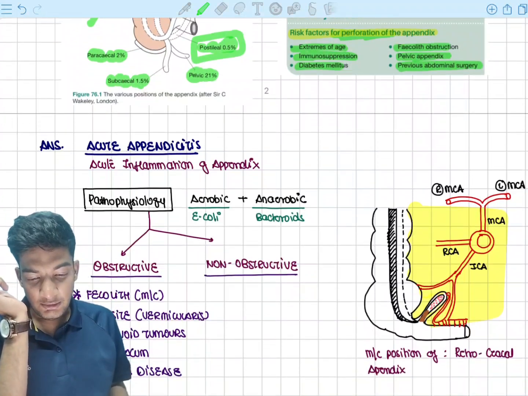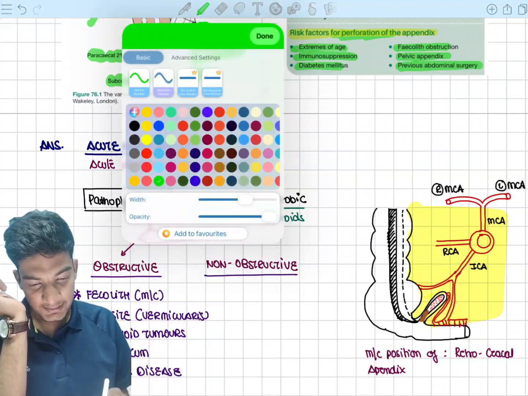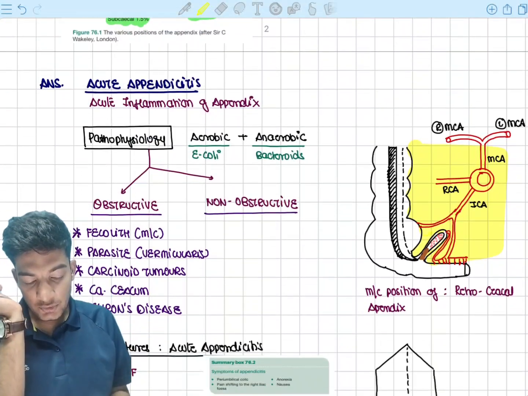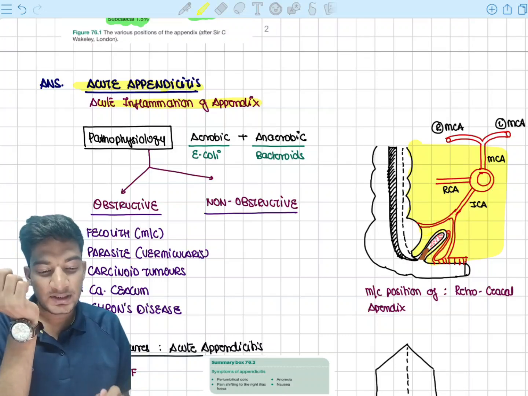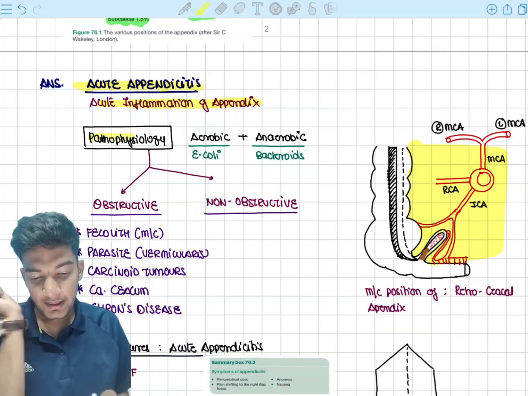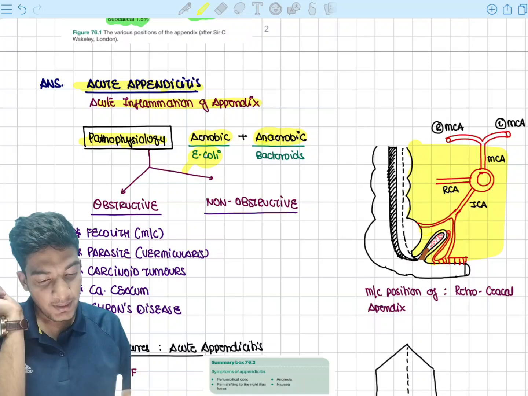Right, now let's begin with acute appendicitis. Acute appendicitis is an acute inflammation of the appendix, as the word itis defines itself. The pathophysiology is aerobic and anaerobic. The aerobic part is caused by E. coli, and the anaerobic is caused by Bacteroides.